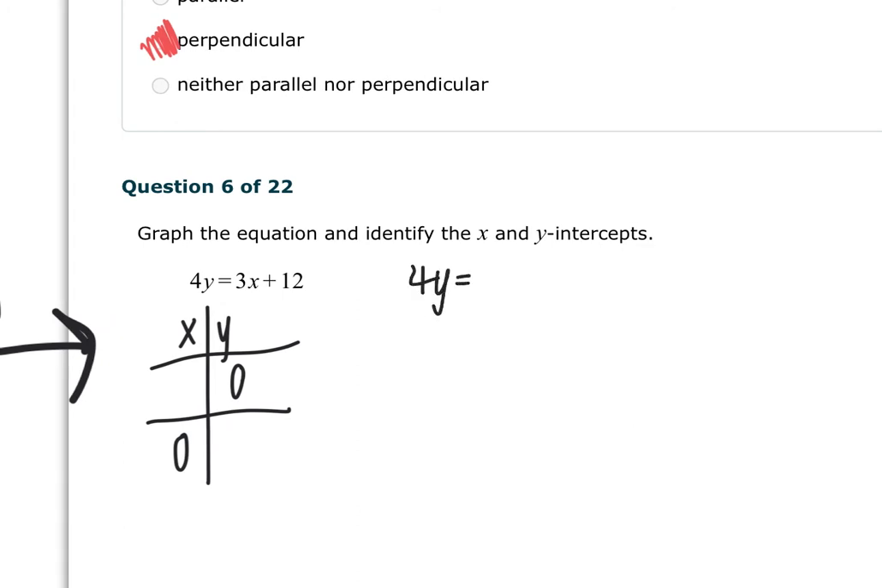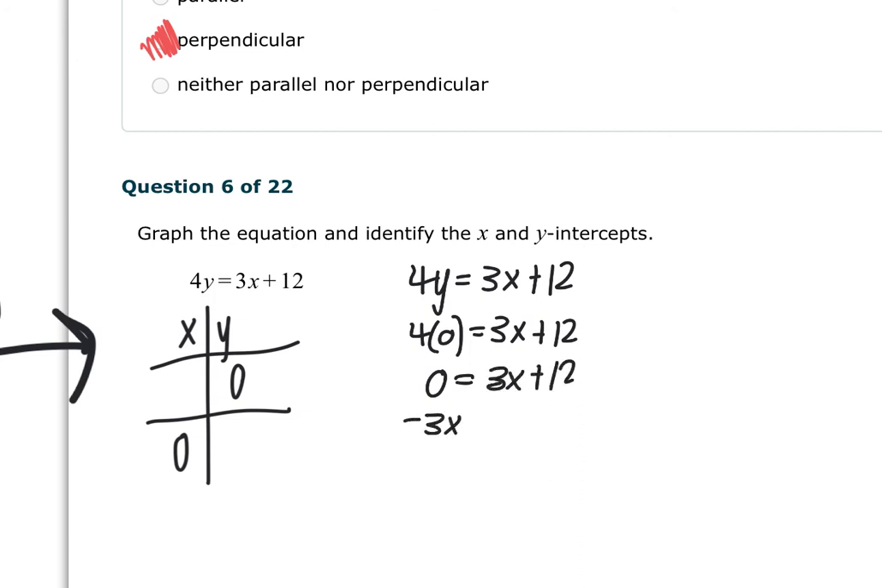4y equals 3x plus 12. We're going to plug 0 in for y, so 4 times 0 equals 3x plus 12. 0 equals 3x plus 12. Negative 3x equals 12. I just moved that 3 over, and so divide both sides by negative 3 and you get negative 4. That's an x-intercept.